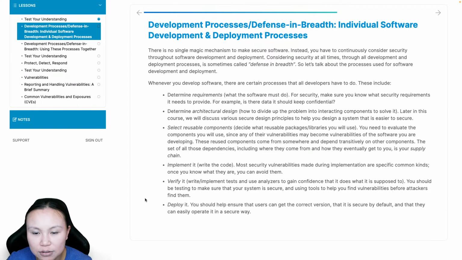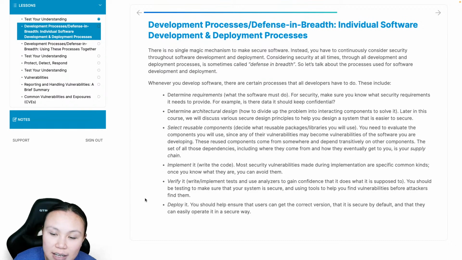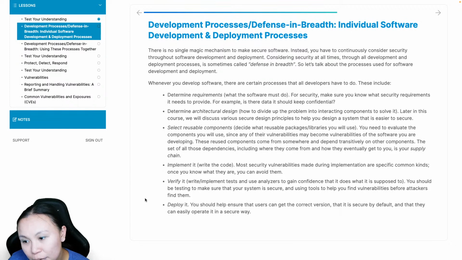You should be testing to make sure that your system is secure and using tools to help you find vulnerabilities before attackers find them. So it's just like writing tests. Find the bugs before your users find them. Find the vulnerabilities before the attackers find them. Right? Deploy it. You should help ensure that users can get the correct version.